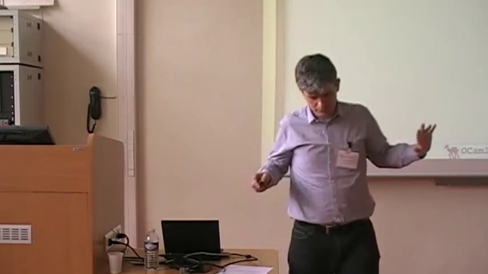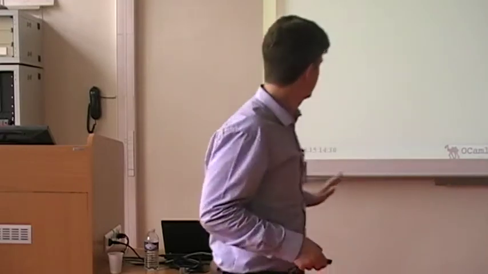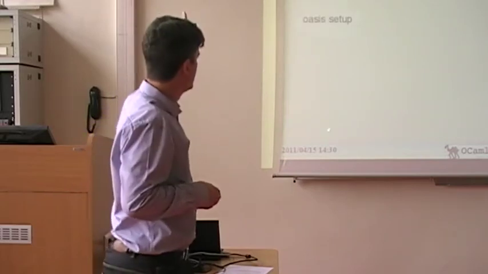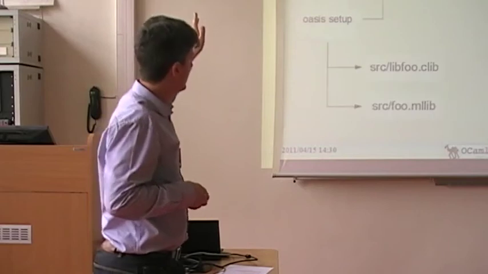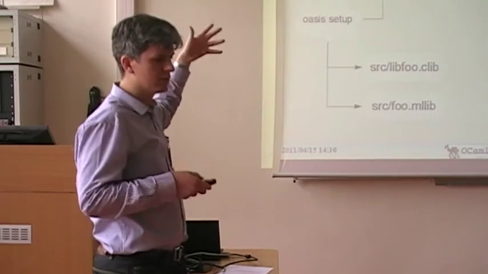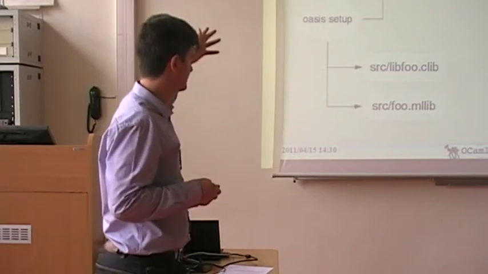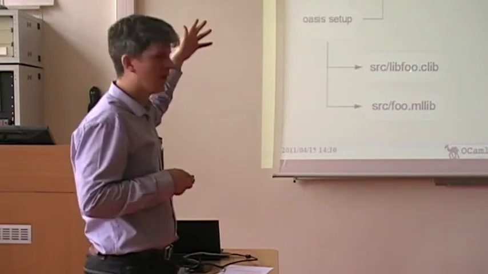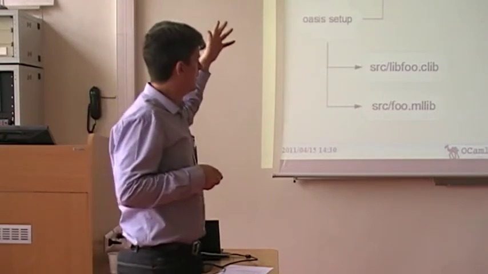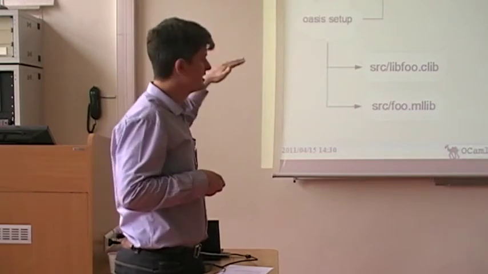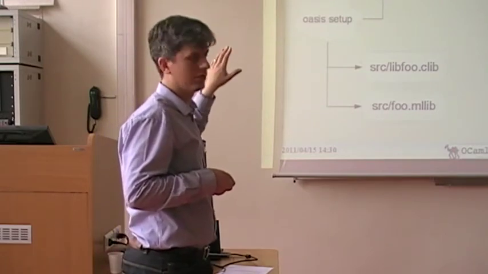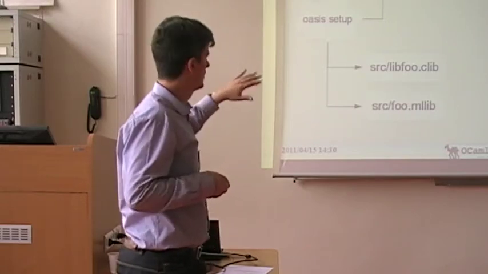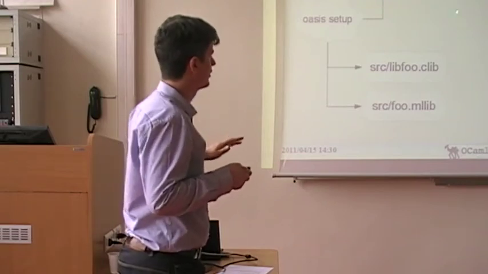Next, the big picture of how OASIS works. You start with your _oasis file that I just showed you. You run OASIS setup on it, and you generate a lot of extra files in your project. Some of them are directly related to the build system. These two files, for example, are files for OCamlbuild. They are specific to OCamlbuild. They have been extracted from _oasis and put where they should be. You don't have to take care of it when you are a beginner.